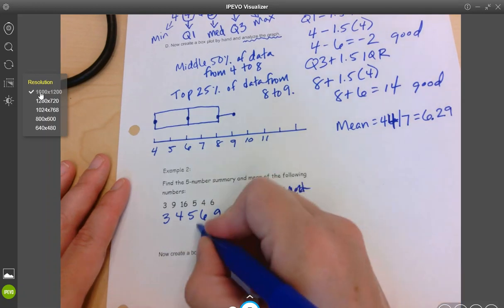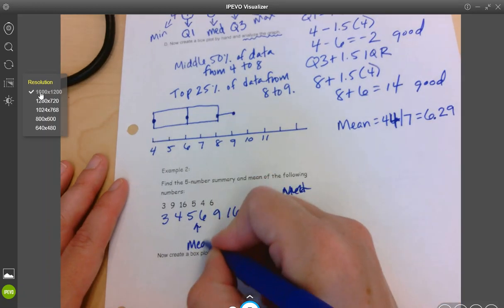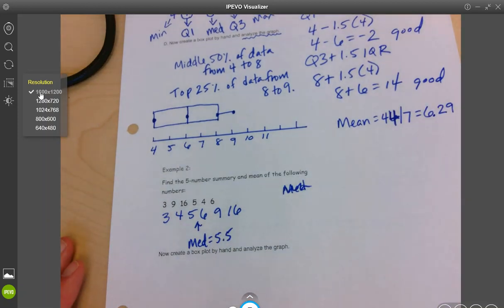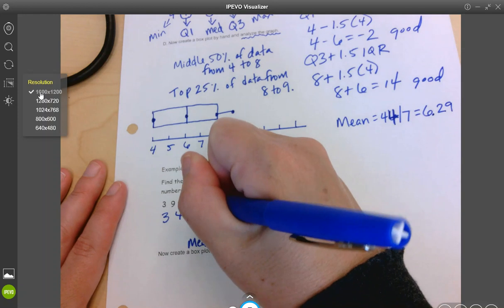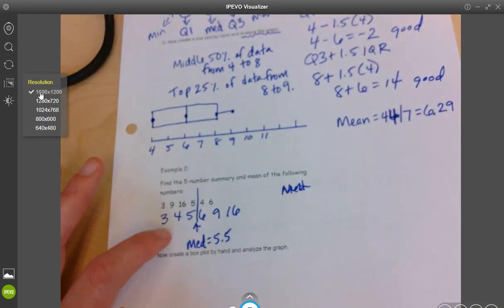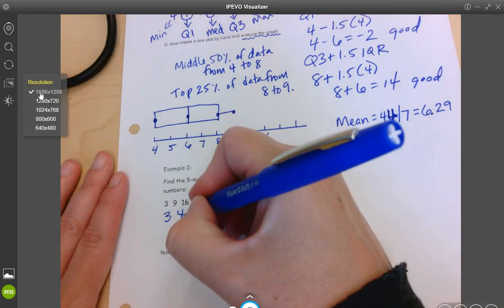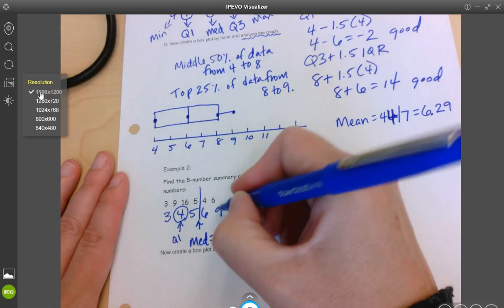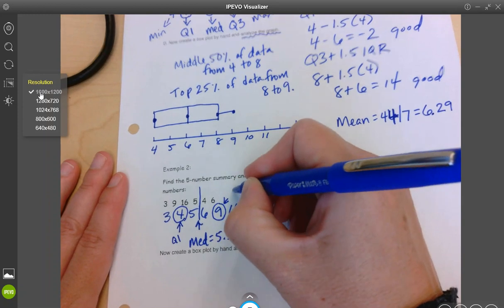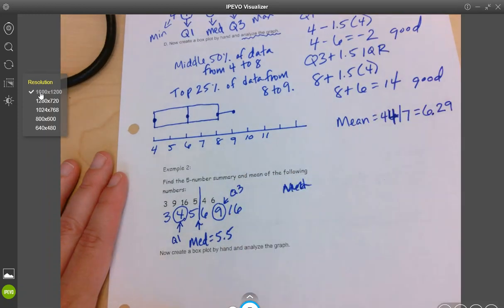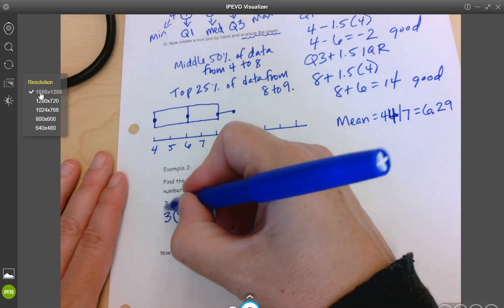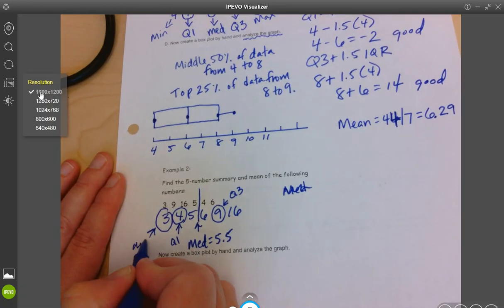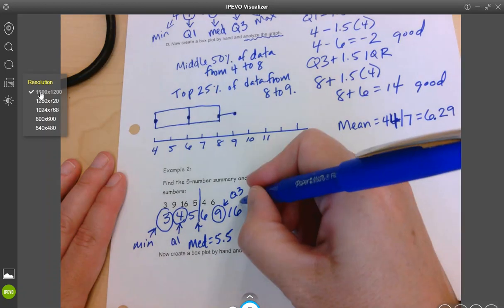Yeah, actually, I'm going to write it over here. Median equals 5.5. Now, when you have 2 numbers in the middle, you just have a line here in the middle, and so I'm still using 3, 4, 5 to find the first quartile. So 4 is my Q1, and 9 is my Q3. And then I have a minimum of 3, and I have a maximum of 16.